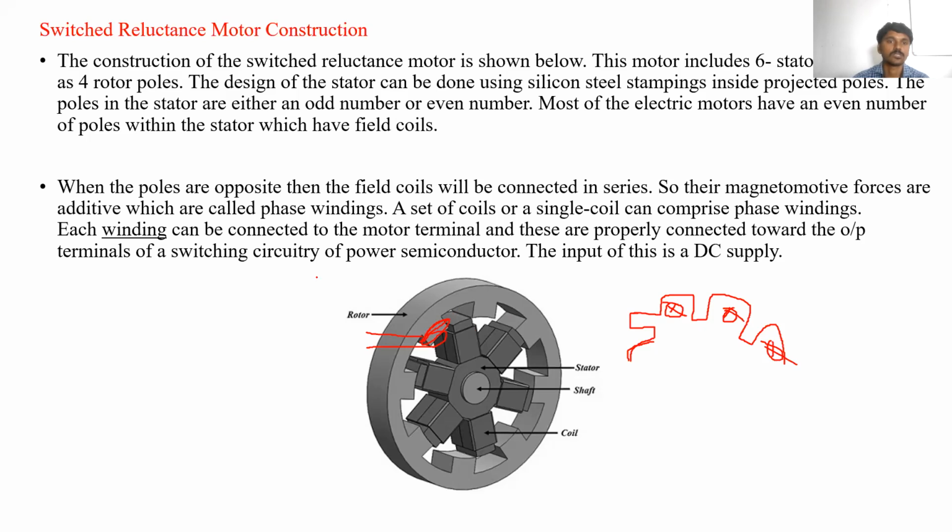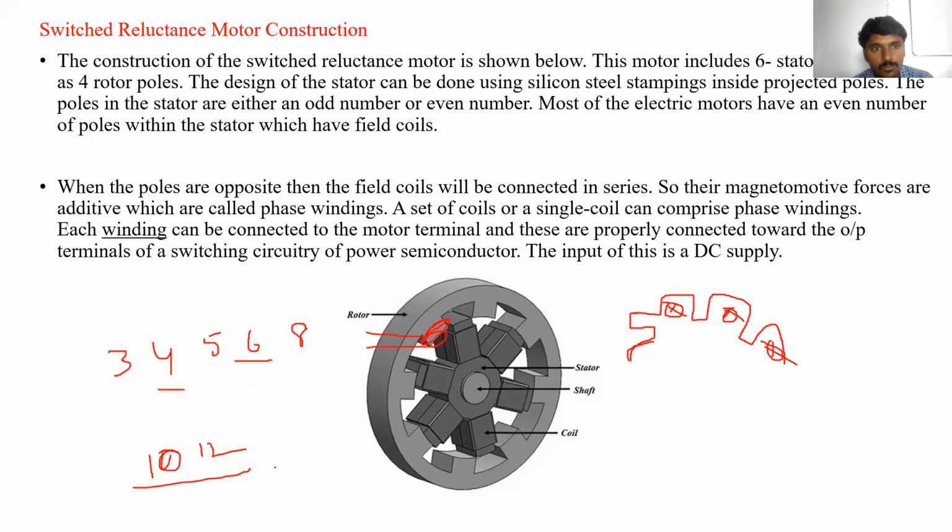So mostly the stator poles may be an odd number or even number. It may be a 3 pole motor, a 4 pole motor, a 5 pole motor, or a 6 pole stator motor like this. But mostly we design even numbers of poles: 4, 6, 8, 10, 12 and so on. It depends upon the number of windings we are using and the number of phases from the supply. So mostly we design an even number of poles in the stator.